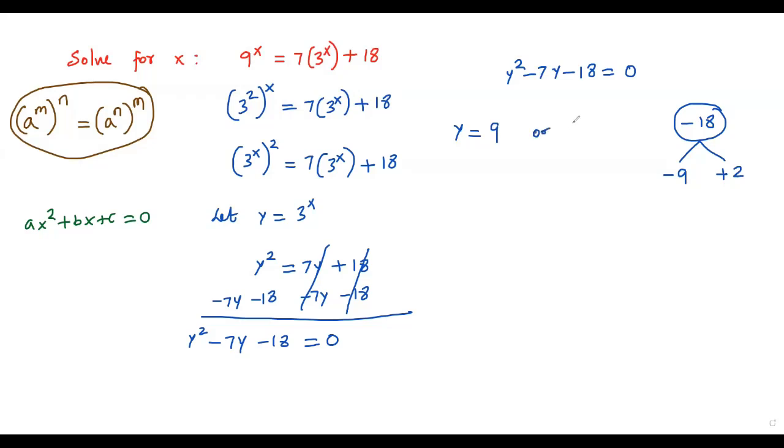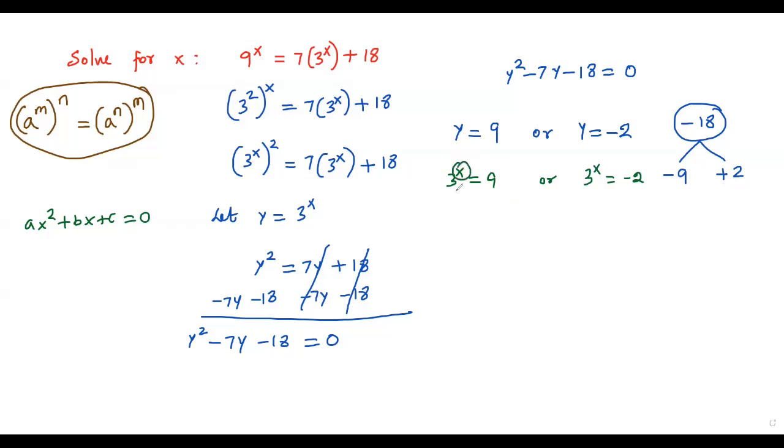And to get the second value of y, I have to change the sign of the second factor, that is positive 2. If I change the sign, I'll be getting negative 2 as the second value for y. Okay, y is the variable taken by us, so it has to be replaced by the original term, 3 to the x power. So we get 3 to the x power equals 9, and 3 to the x power equals negative 2. I just plugged in 3 to the x power for y in each of these two equations.